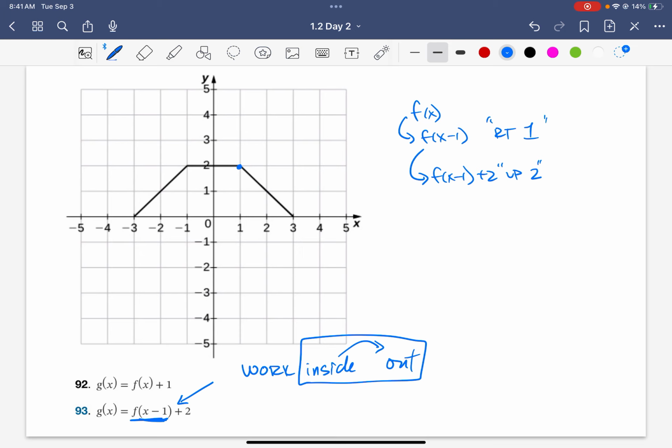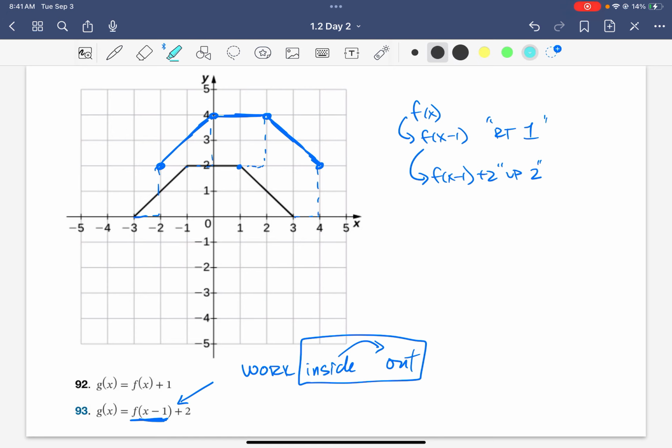For this point, we're going to go right 1 and up 2. For this one, right 1 and up 2. For this one, right 1 and up 2. For this point, right 1 and up 2. So that means my new picture should look like this if I move all the points like so.